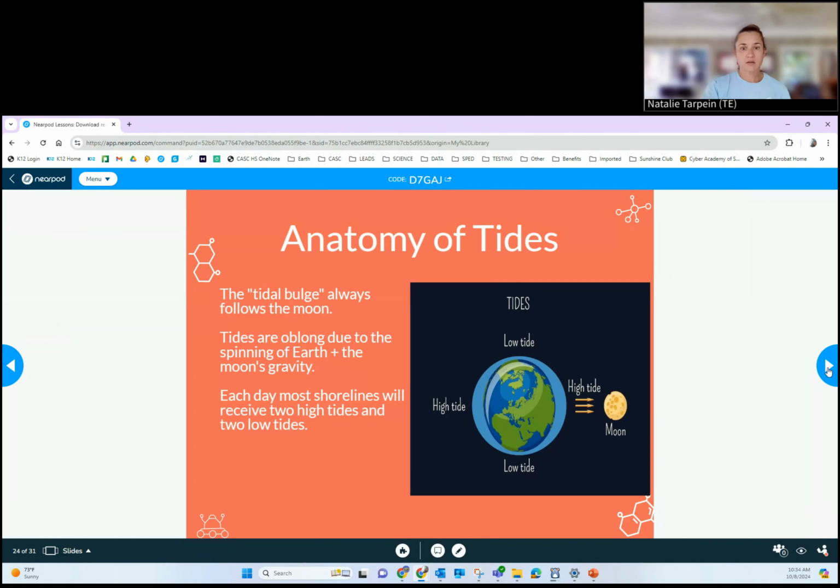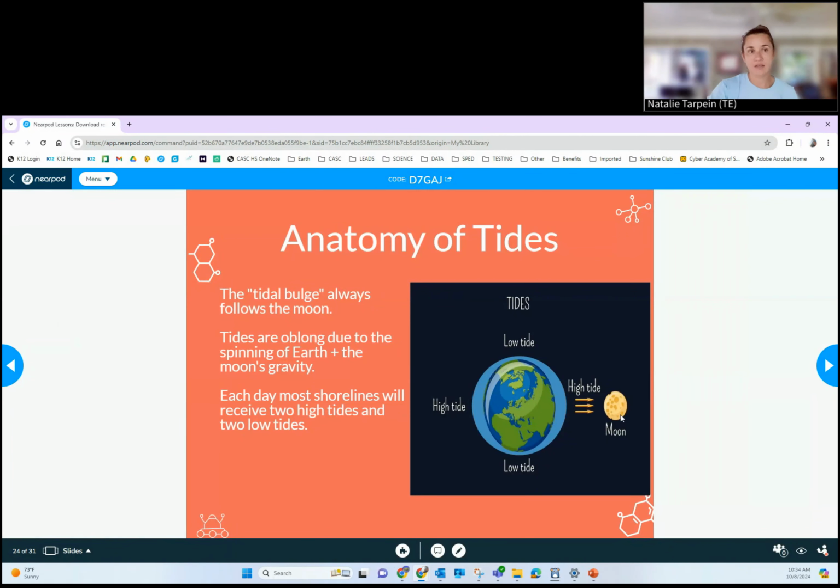All right, so last little topic here is tides, anatomy of tides. I'm sure you guys have heard of tides before, especially if you're coastal like me. You probably know that we experience 2 high tides and 2 low tides every day. And these are influenced by, of course, the moon.